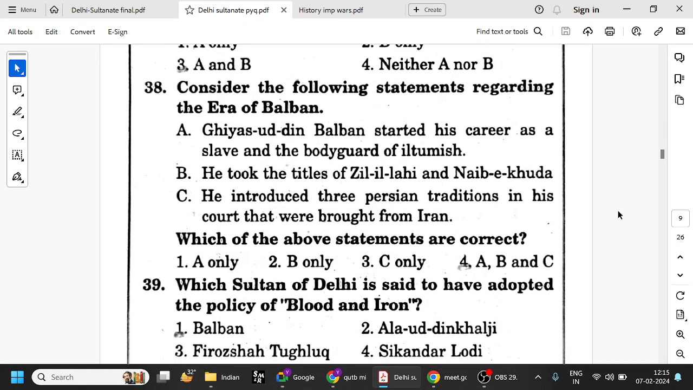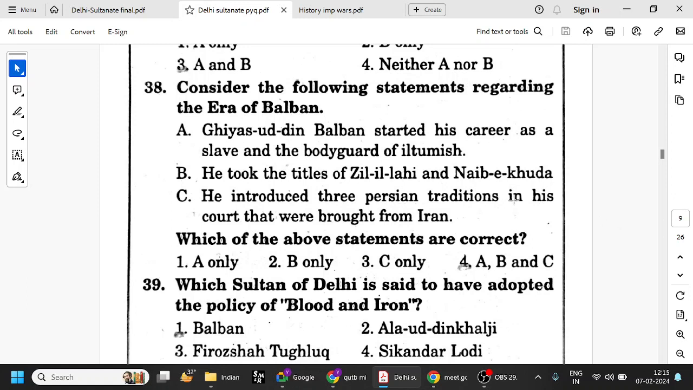So Balban started his career as a slave and the bodyguard of Iltutmish. He took the title Zil-i-Ilahi and Naib-i-Khuda, and we've also seen he introduced Sijda and Paibos, that is prostrating before the king and kissing his feet. Basically, he tried to portray the Sultan as something divine, almost a representative of God on earth.